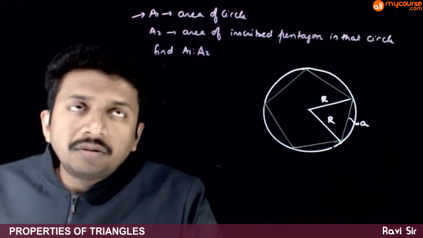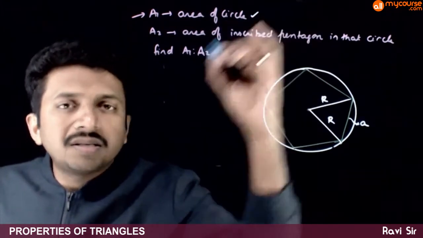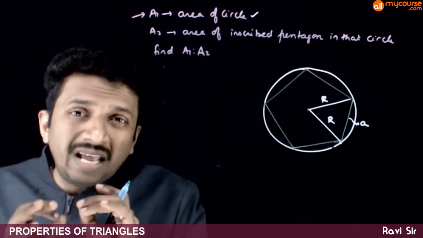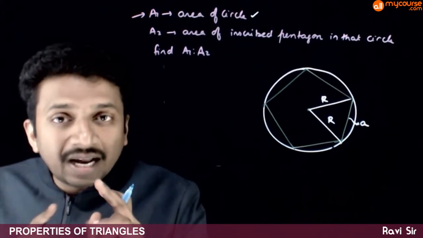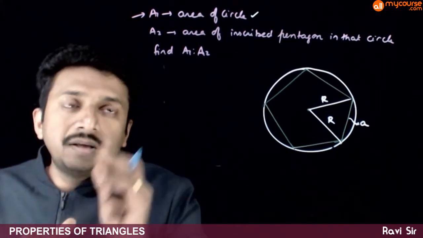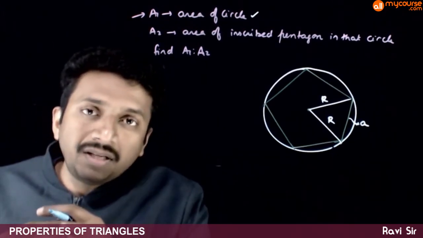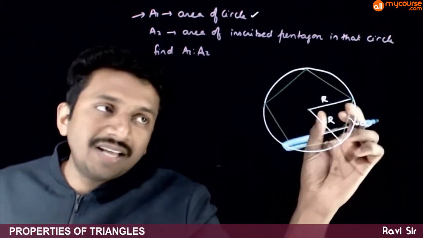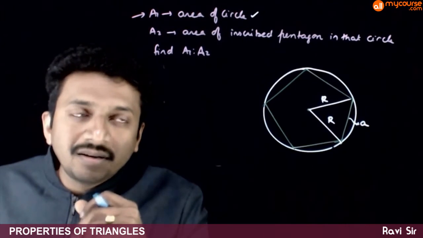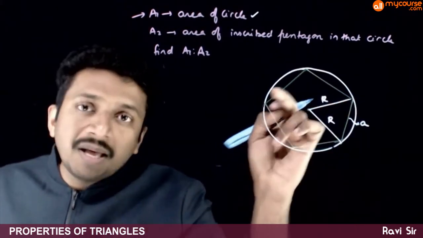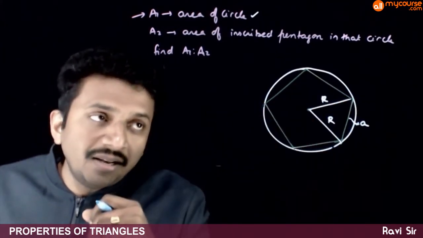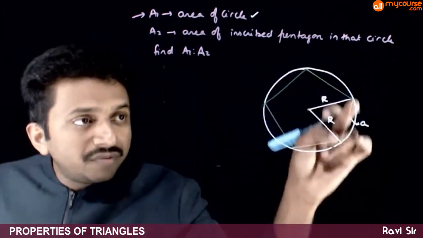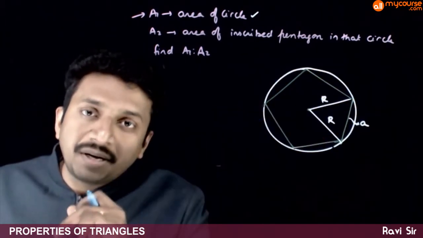So in this question, you're given that A1 is the area of the circle and A2 is the area of the inscribed pentagon in that circle. You're asked to find A1 is to A2. So you have a circle of radius R, and you have an inscribed pentagon inside this circle. You're asked to find the ratio of the area of the circle to the area of the pentagon.